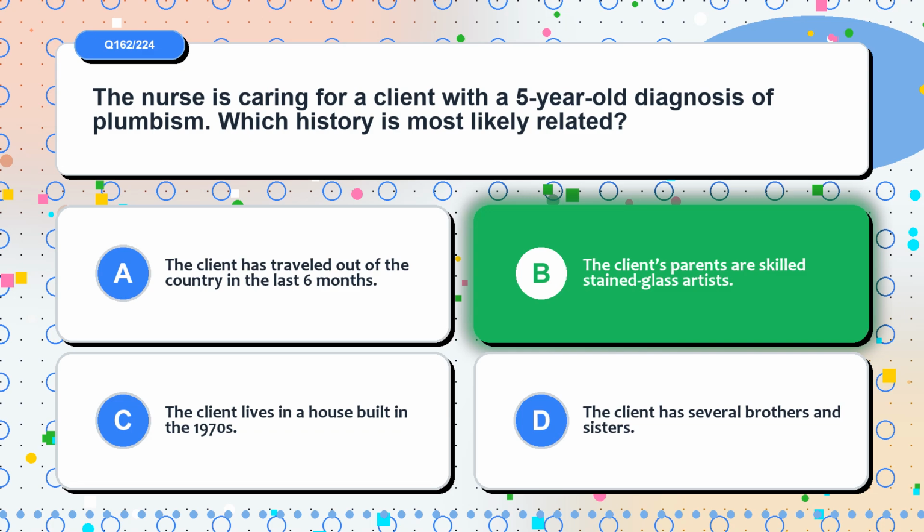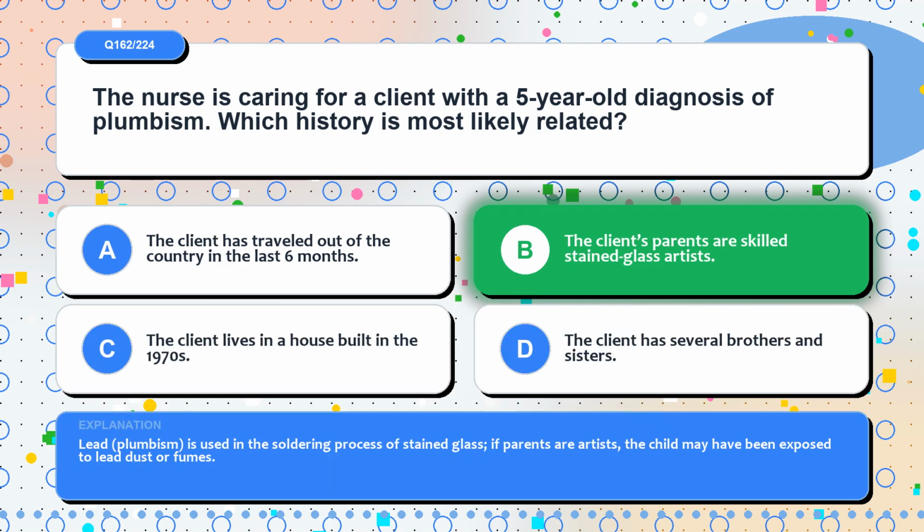The correct answer is option B. The client's parents are skilled stained glass artists. Lead is used in the soldering process of stained glass. If parents are artists, the child may have been exposed to lead dust or fumes.